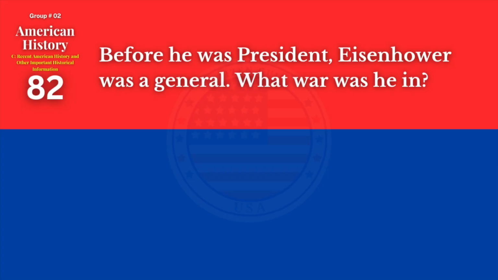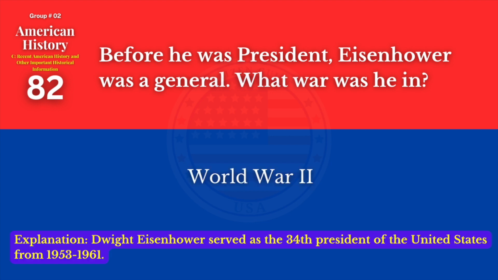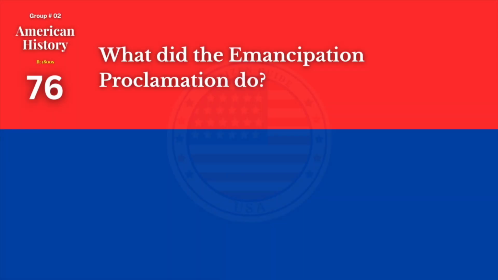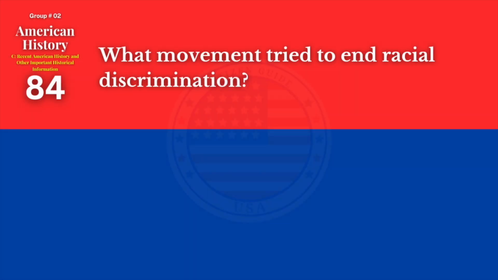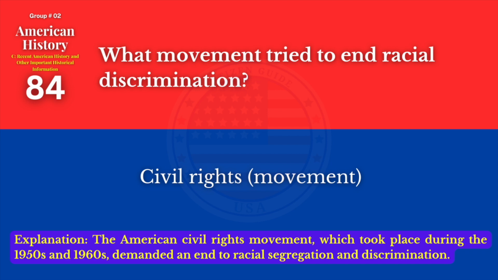Before he was president, Eisenhower was a general. What war was he in? World War II. What did the Emancipation Proclamation do? Freed the slaves. What movement tried to end racial discrimination? Civil rights movement.